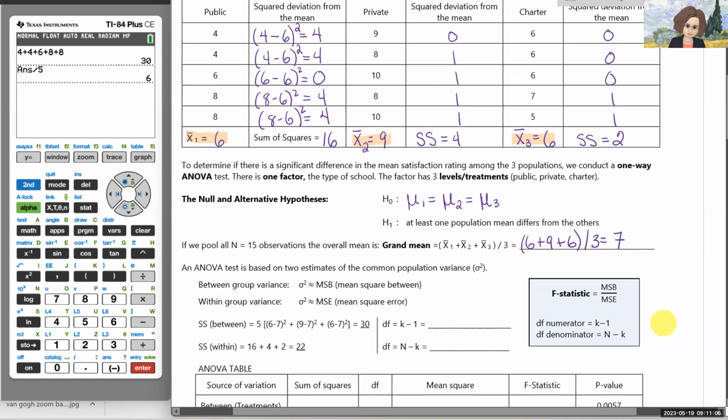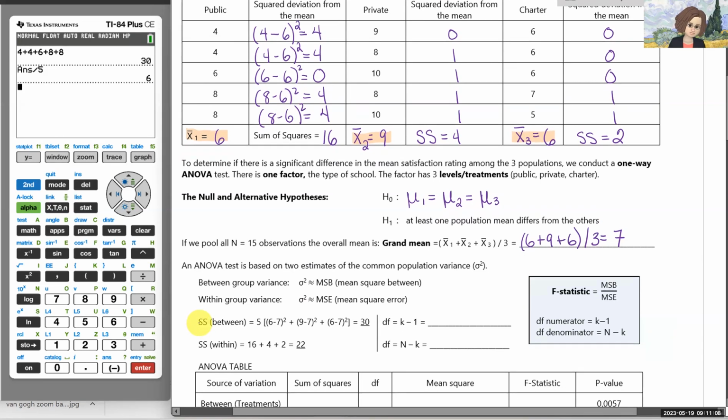All right, so the sum of the squares between the data versus the sum of the squares within the data. So let me start with within. So the sum of the squares within the data. So our sum of squares within the public schools was 16. The sum of the squares within our private schools was 4. And then the sum of the squares within our charter schools was 2.